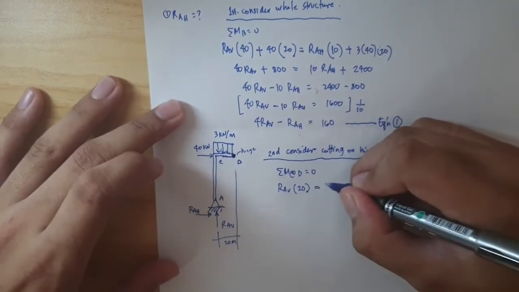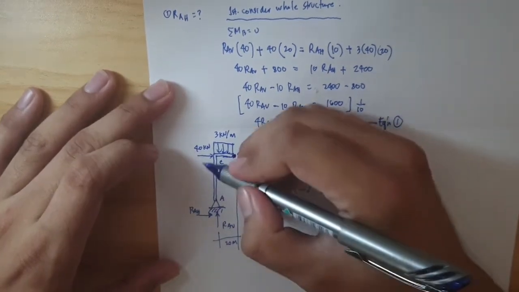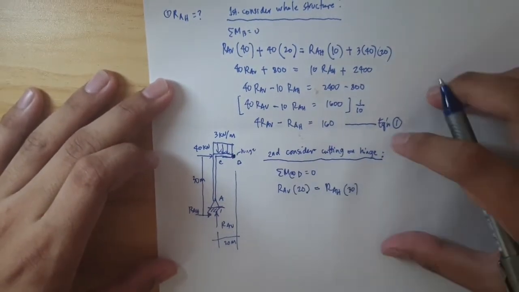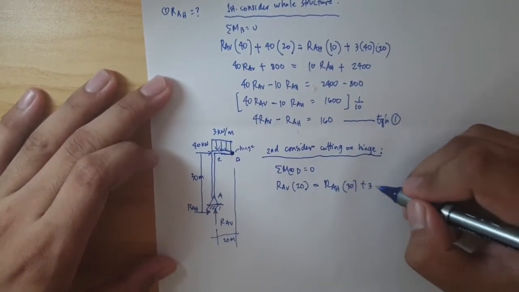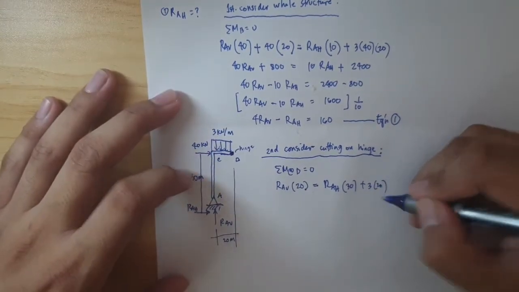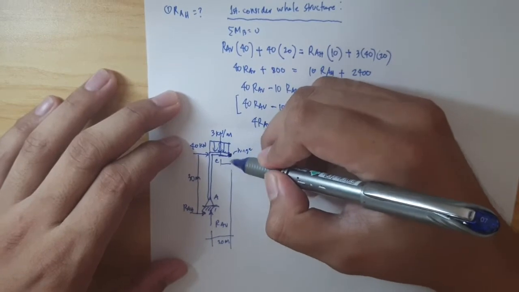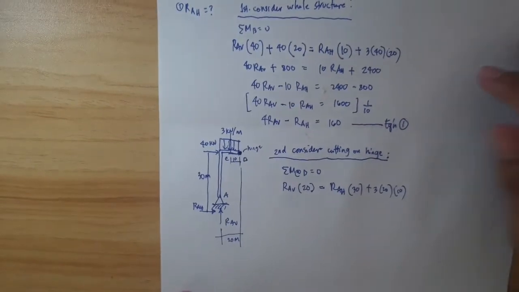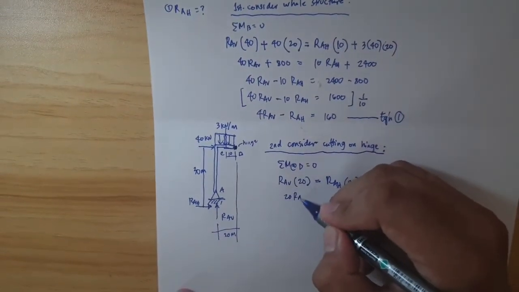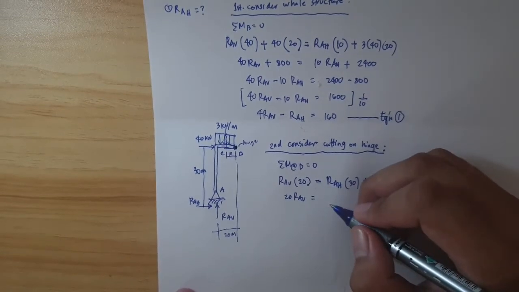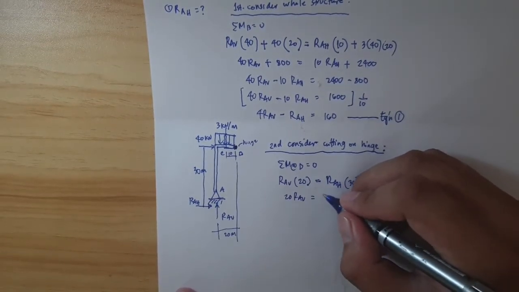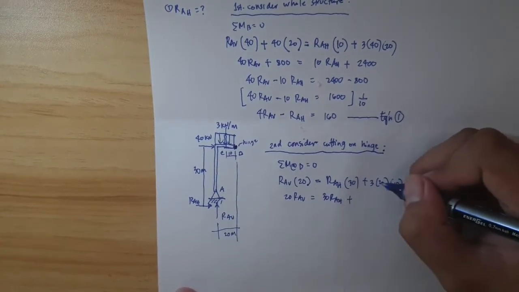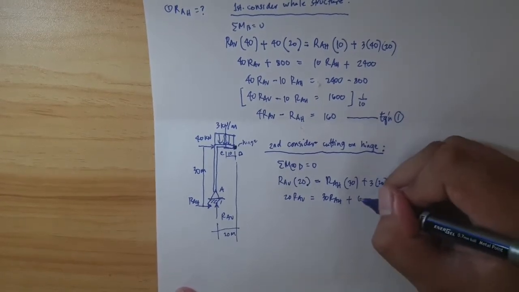So dito naka equal to RAH times kani 30 plus 3 times 20 times distance na 10. Okay, so you have value of 20 RAV equal to 30 RAH plus 3 times 2, 6 times 1, so 600.